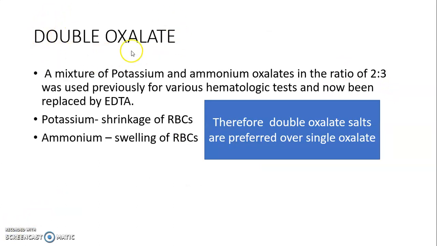Another anticoagulant is double oxalate. Double is due to the presence of potassium and ammonium oxalates. A mixture of potassium and ammonium oxalates in the ratio of 2:3 was previously used for various hematological tests and has now been replaced by EDTA. The potassium causes shrinkage of RBCs and the ammonium causes swelling of RBCs. Therefore, double oxalate salts are preferred over single oxalate.